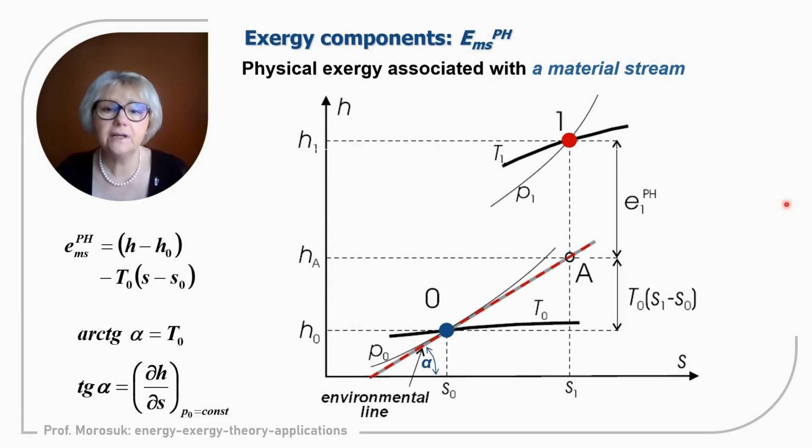So then graphically it will be the environmental line, and we already have the calculation: the difference in enthalpy, enthalpy 1 minus enthalpy 0, the difference in entropy, entropy 1 minus entropy 0, and T0, it is this line. So it means that physical exergy will be the vertical distance between state 1 and this state A.